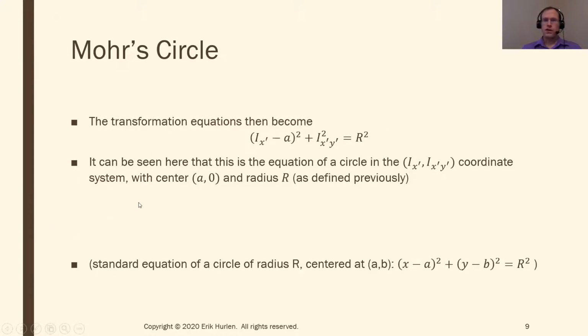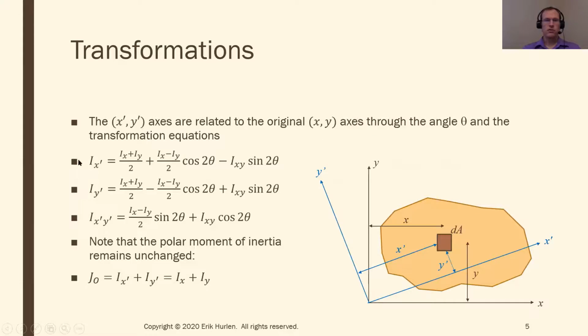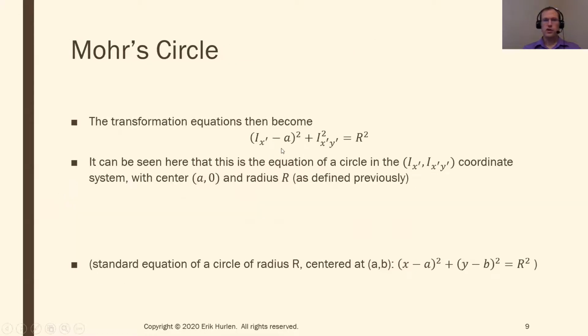So using those definitions, I can stick them back into those original long transformation equations. And what I get out of that is a new equation that looks like this: (Ix' − A) whole thing squared plus Ix'y' squared equals capital R squared. Now, if you remember the standard equation of a circle, radius R centered at (A, B), it's (x − A) whole thing squared plus (y − B) whole thing squared equals R squared. Compare that to the equation we have here.